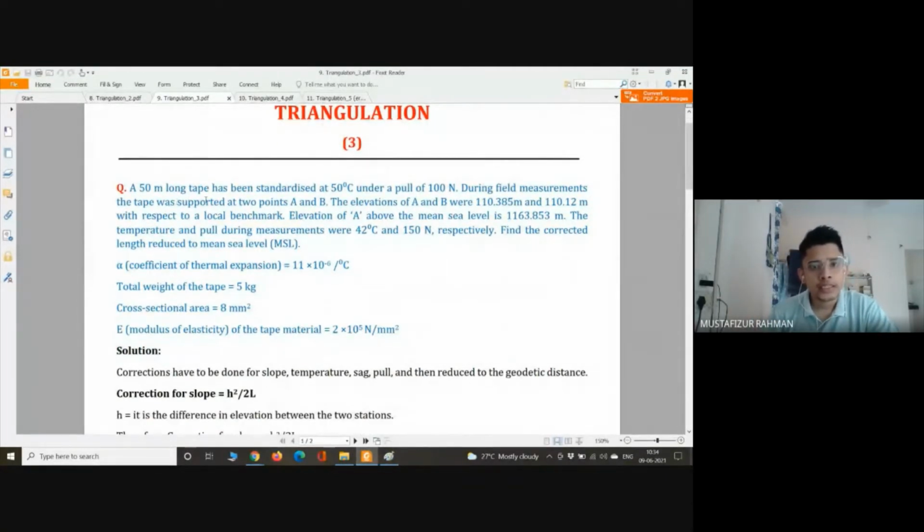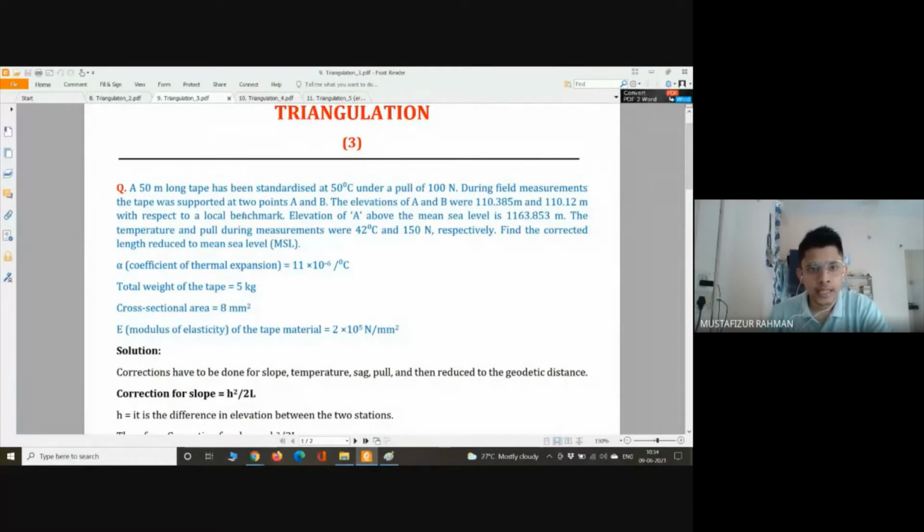A 50-meter tape has been standardized at 50 degrees Celsius. So the length of the tape is given. The standardization temperature, 50 degrees Celsius, is given. Then it was under a pull of 100 Newton. So these are the standard ones. When it was manufactured or calibrated, it was at 50 degrees Celsius and 100 Newton of pull.